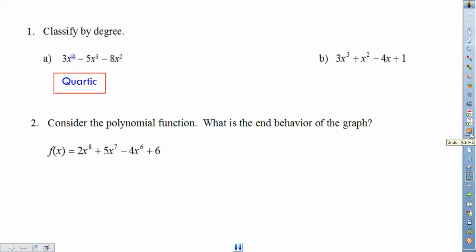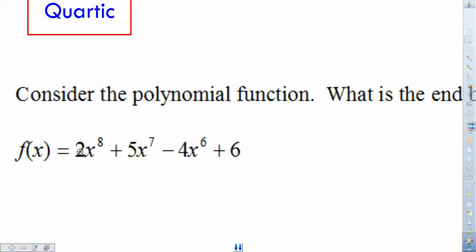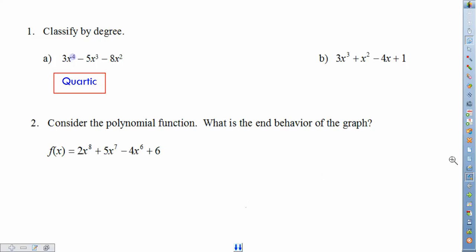Consider the polynomial function. What's the end behavior on the graph? Well, one way you could do this is be able to look at the leading coefficient. See how the leading coefficient there is a positive 2, and notice the degree is an even number of 8. So without having to do a whole lot of any graphing calculator work, I would know that because the degree is even, and at the same time the leading coefficient, that 2 is positive, this must be an up and up end behavior graph.